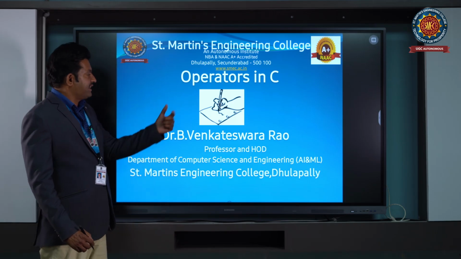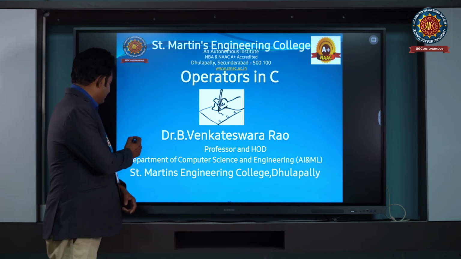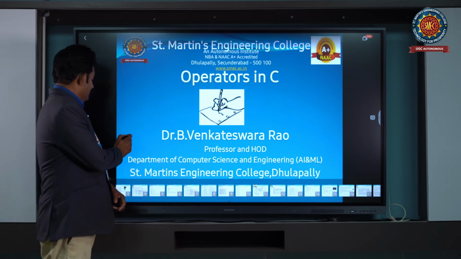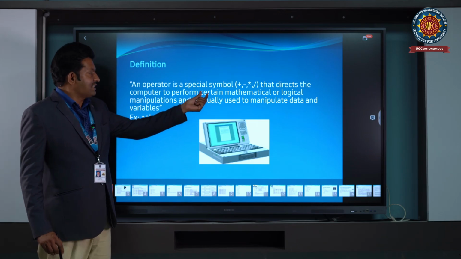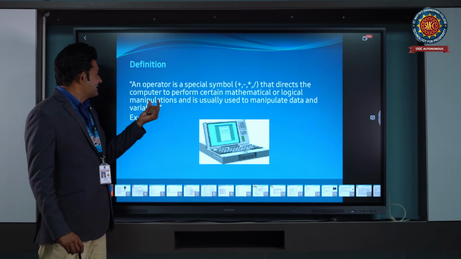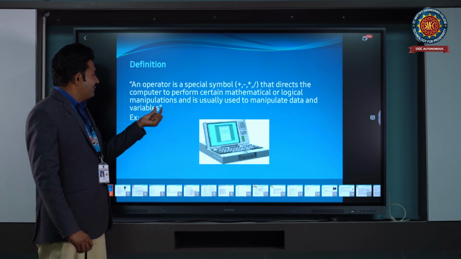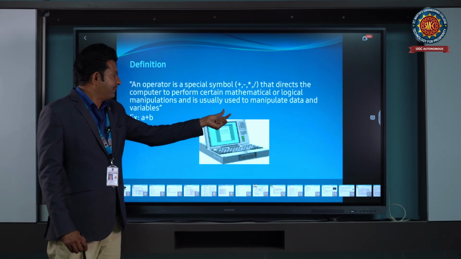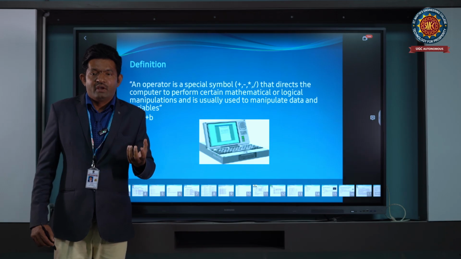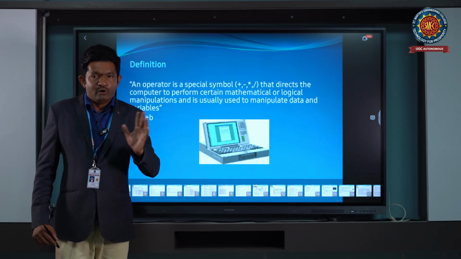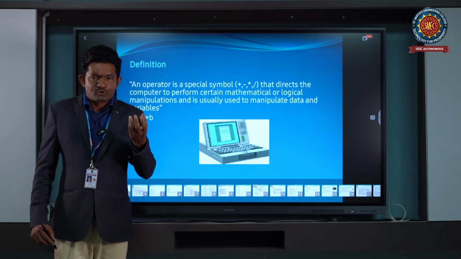So operators in C. First of all, what is an operator? An operator is a special symbol, like addition, subtraction, multiplication, that directs the computer to perform certain mathematical or logical manipulations and is usually used to manipulate data and variables. First of all, we should know what a variable is. A variable is a named memory location to store values.